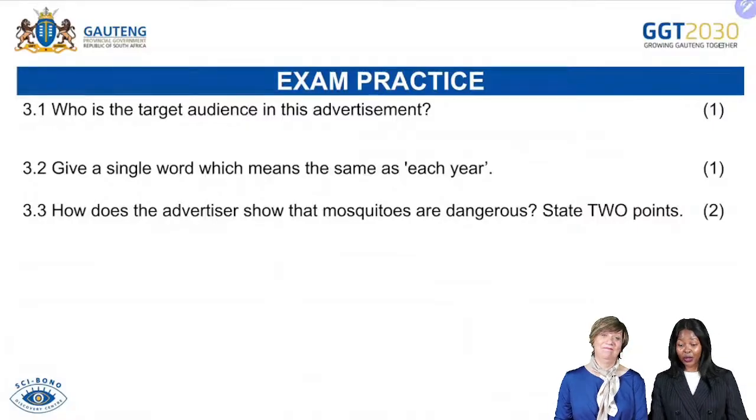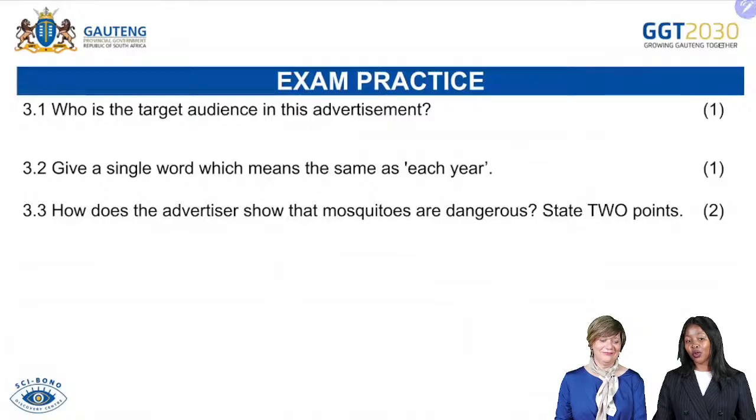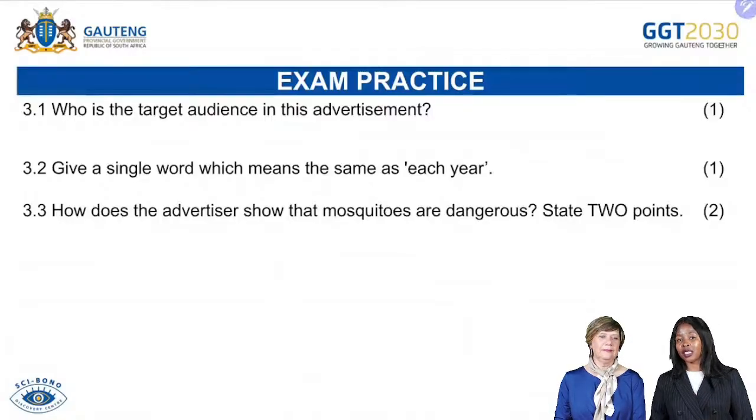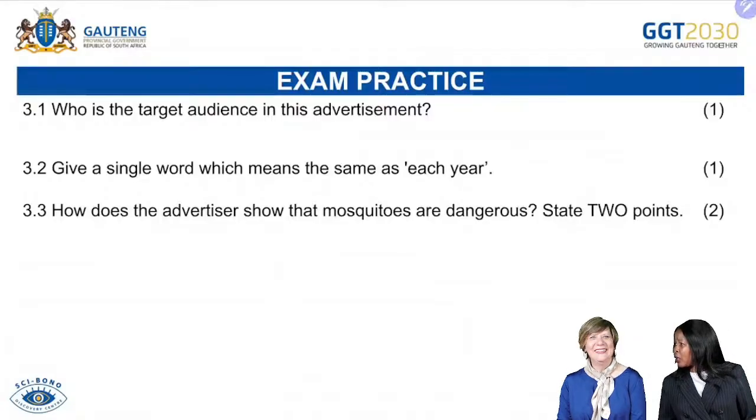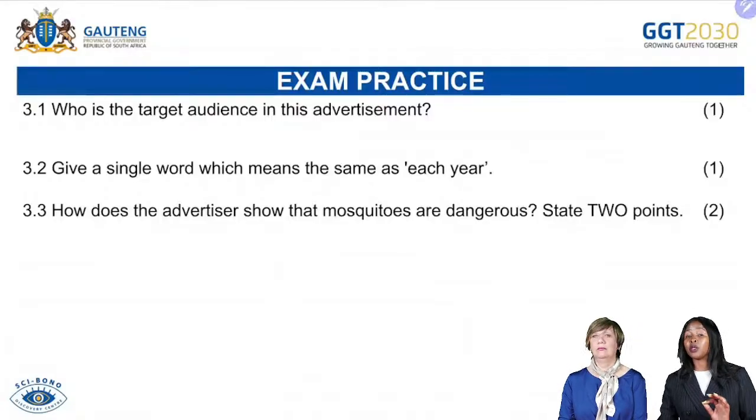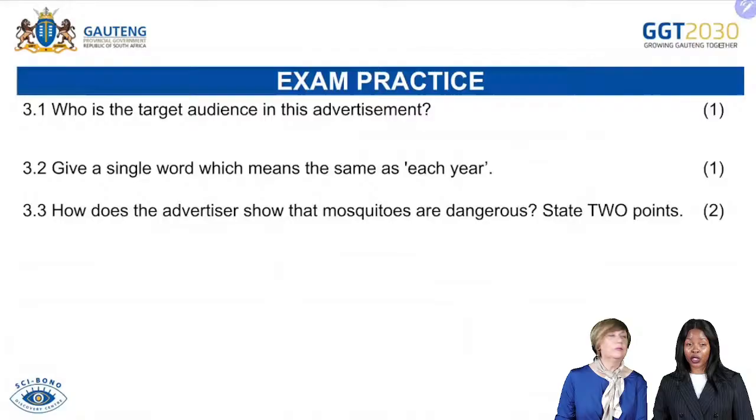Question number 1 would be, who is the target audience in this advert? So this is asking, to whom is this advert intended for? Who should buy this product? Now, be careful, grade 12s. When we respond to such questions, you cannot say people. You can't just say old people, young people, girls, boys. You must be specific. You must qualify your response.